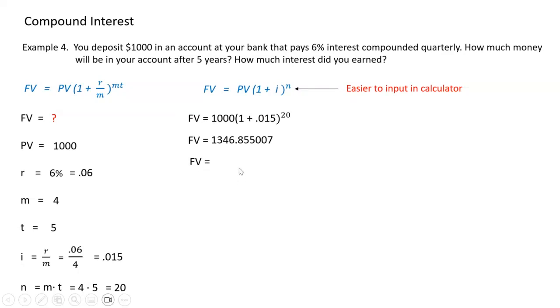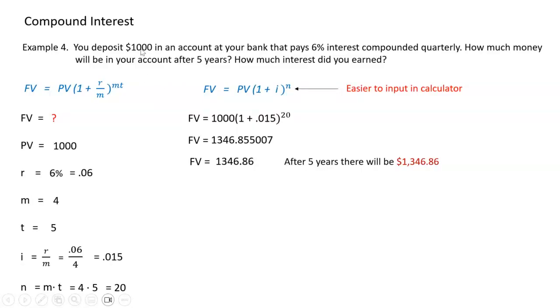So this is my result, right? Round it out to your nearest penny. So it's going to be $1,346.86 after 5 years. So how much interest did you earn?